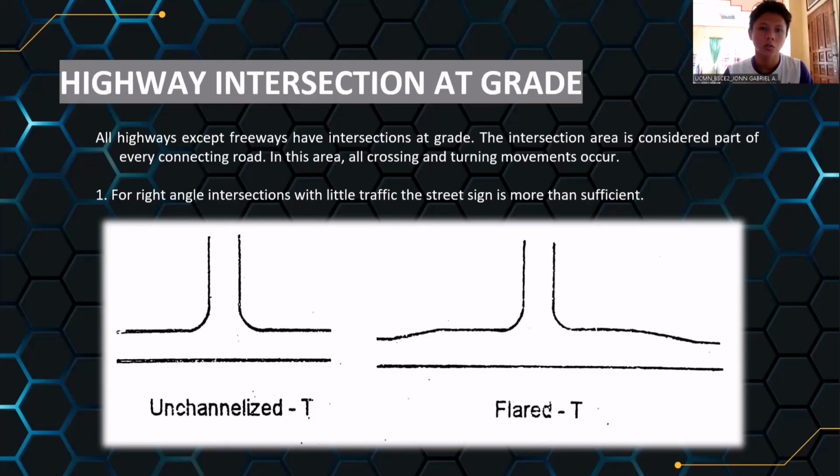In this area, all crossing and turning movements occur. For right angle intersections with little traffic, the street sign is more than sufficient.